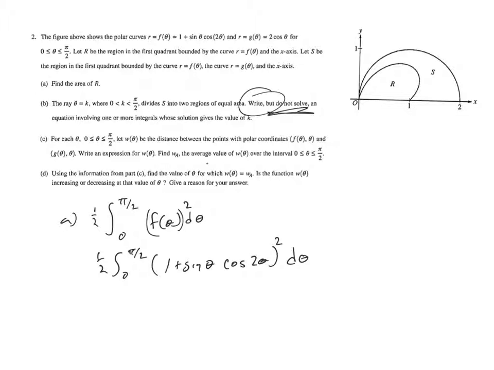Then for part C on this one, the distance between the points with polar coordinates f of theta, theta and g of theta, theta. Write an expression w of theta, and then they want you to find the average value. So w of theta, remember, represents the distance between the two curves at any value of theta. And then they want you to find the average value of that. And then the last one there, using the equation in part C, find the value of theta for which w of theta equals that average value.